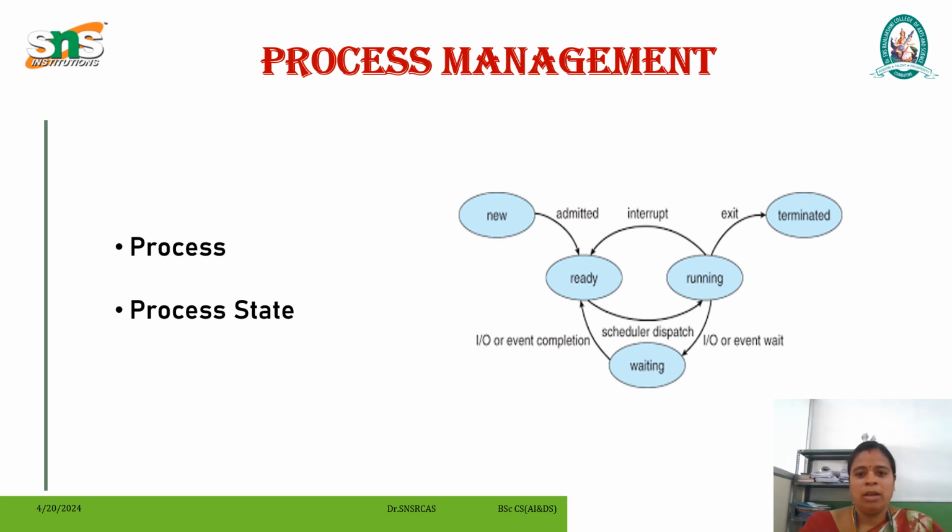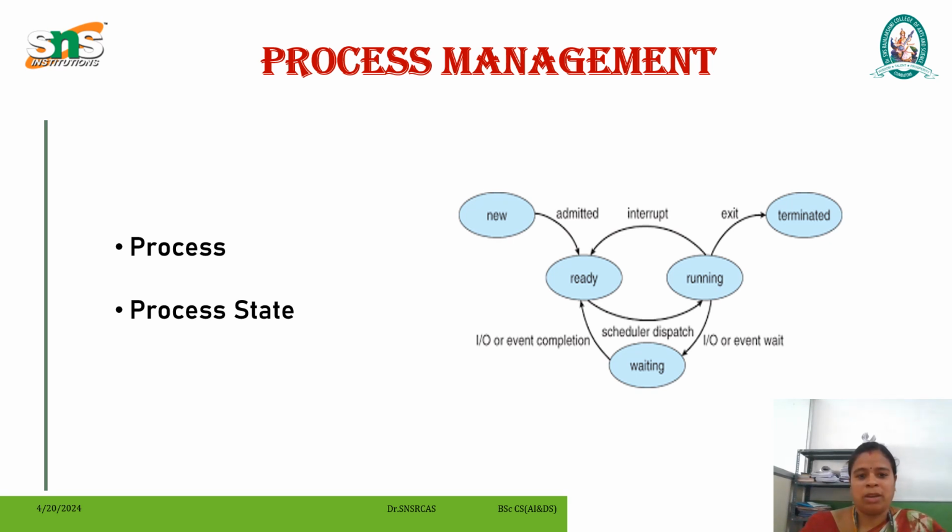It includes the current activity as represented by the value of the program counter and the content of the processor registers. A process generally also includes the process stack, which contains temporary data such as function parameters, return address, and local variables, and a data section which contains global variables.